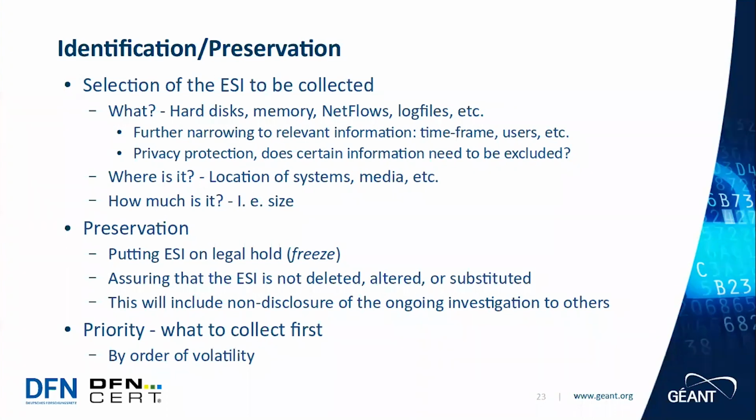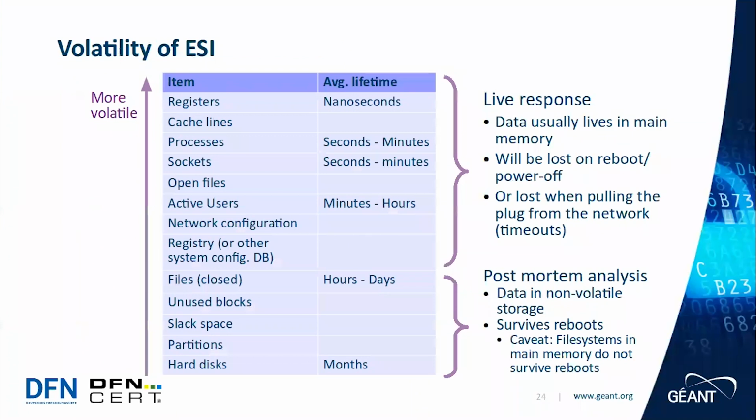And then there is the question of what information do we need to collect first. The general way to decide what to collect first is determined by the order of volatility. Volatility means we have information that may change within nanoseconds, like registers on a processor or cache lines. Don't bother too much about this, because we can't get a hold on a register state at a specific nanosecond.